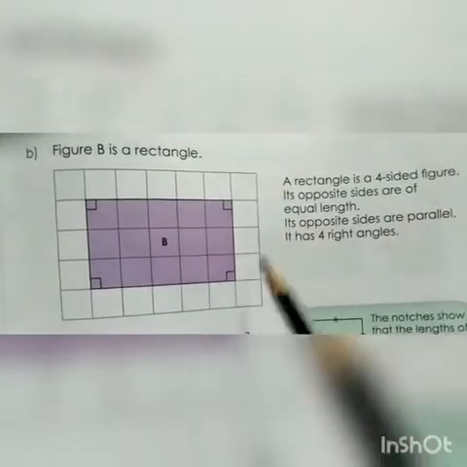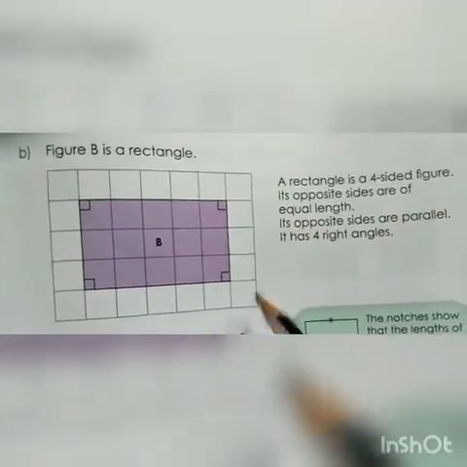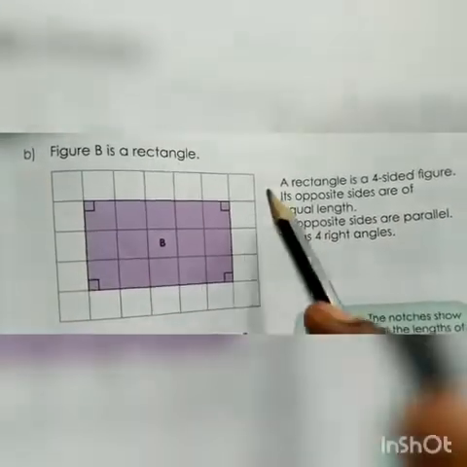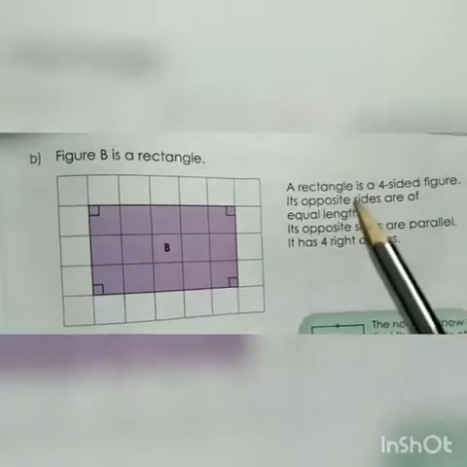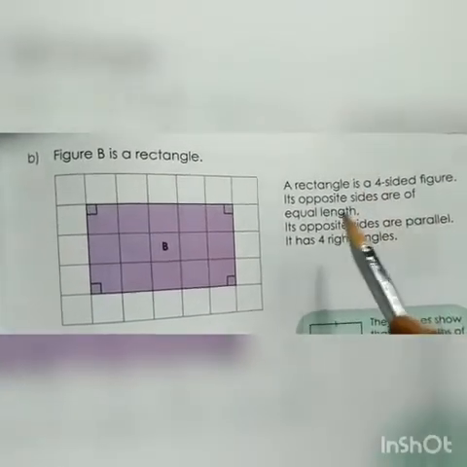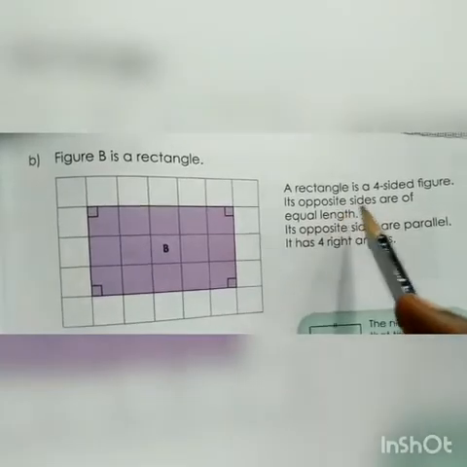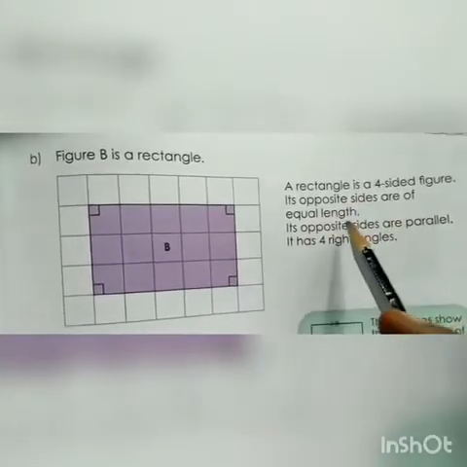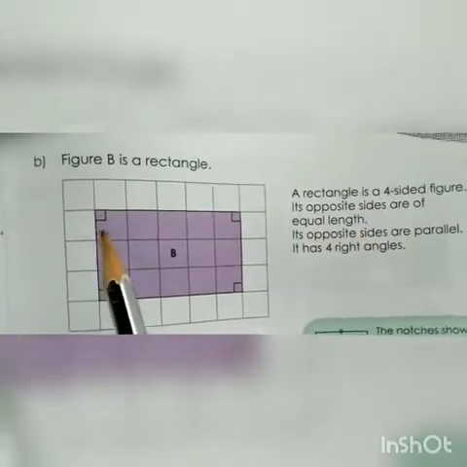So this is called a rectangle, which has four sides: 1, 2, 3, 4. Its opposite sides are of equal length. This is the second property. Its opposite sides are of equal length. How many opposite sides are there?